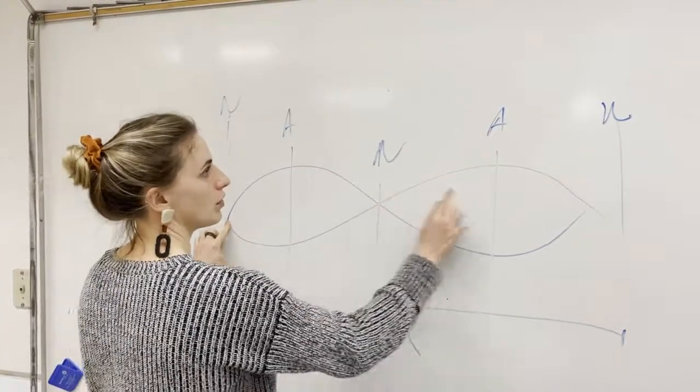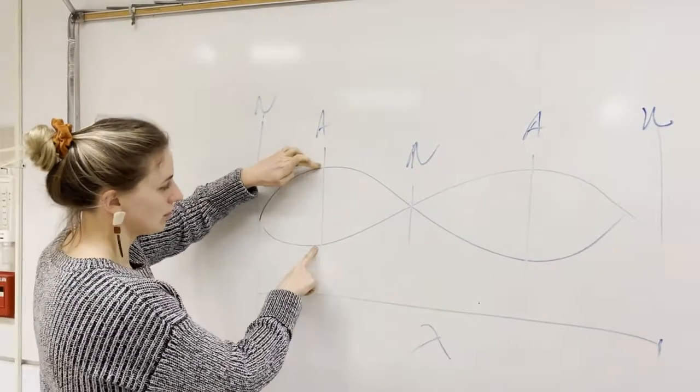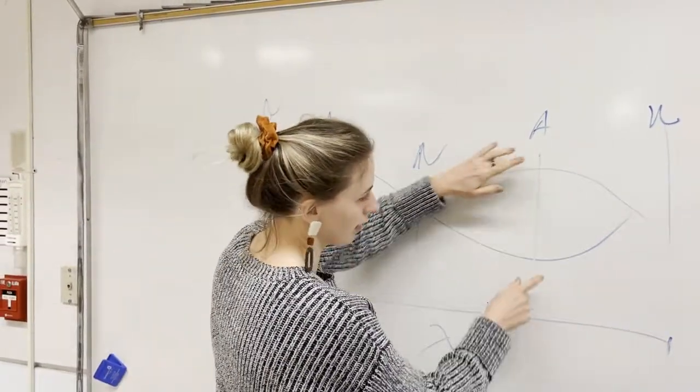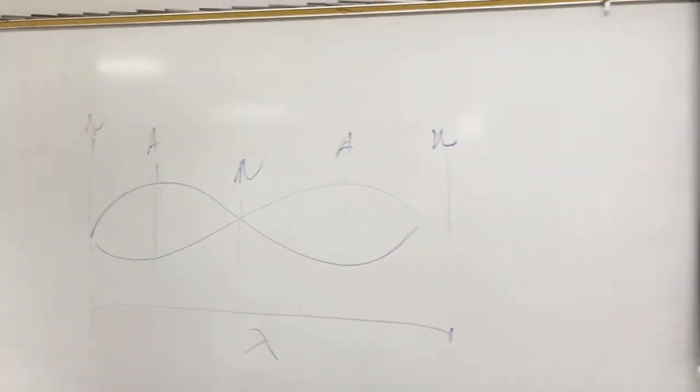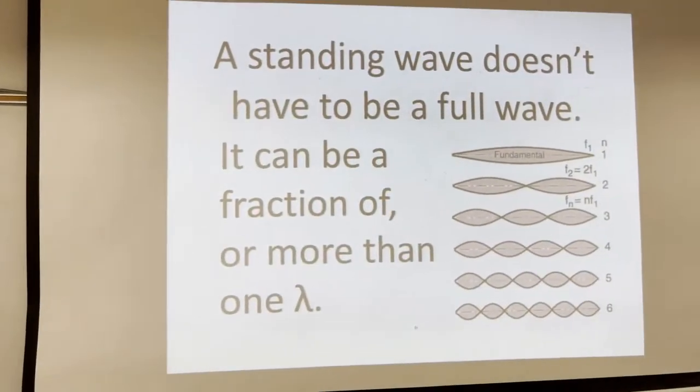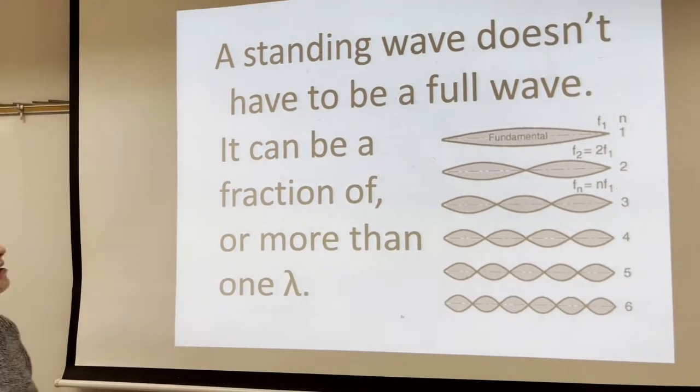There's no movement at the node, and here's an antinode, here's an antinode, here and here. And this is one wavelength here. This is an important idea: a standing wave doesn't have to be a full wave.